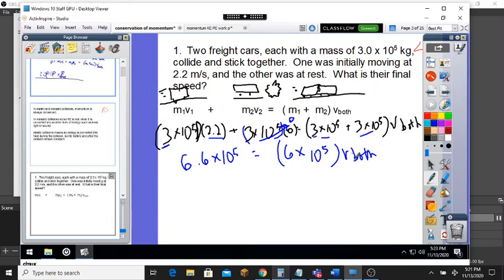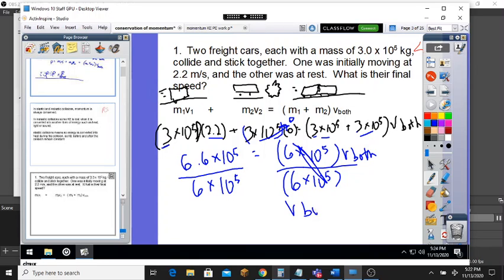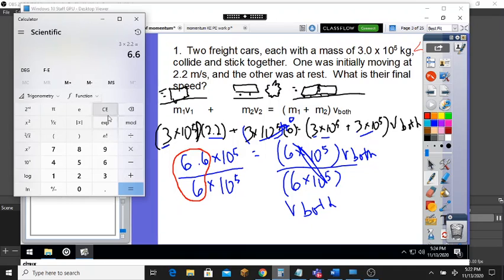Now we want to solve for the velocity, so we want v to be by itself. So this whole thing, we're going to move it to the left. This cancels, and we're left with v. So now we are going to divide this right here. 6.6 divided by 6. I think that ends up being 1.1, right?